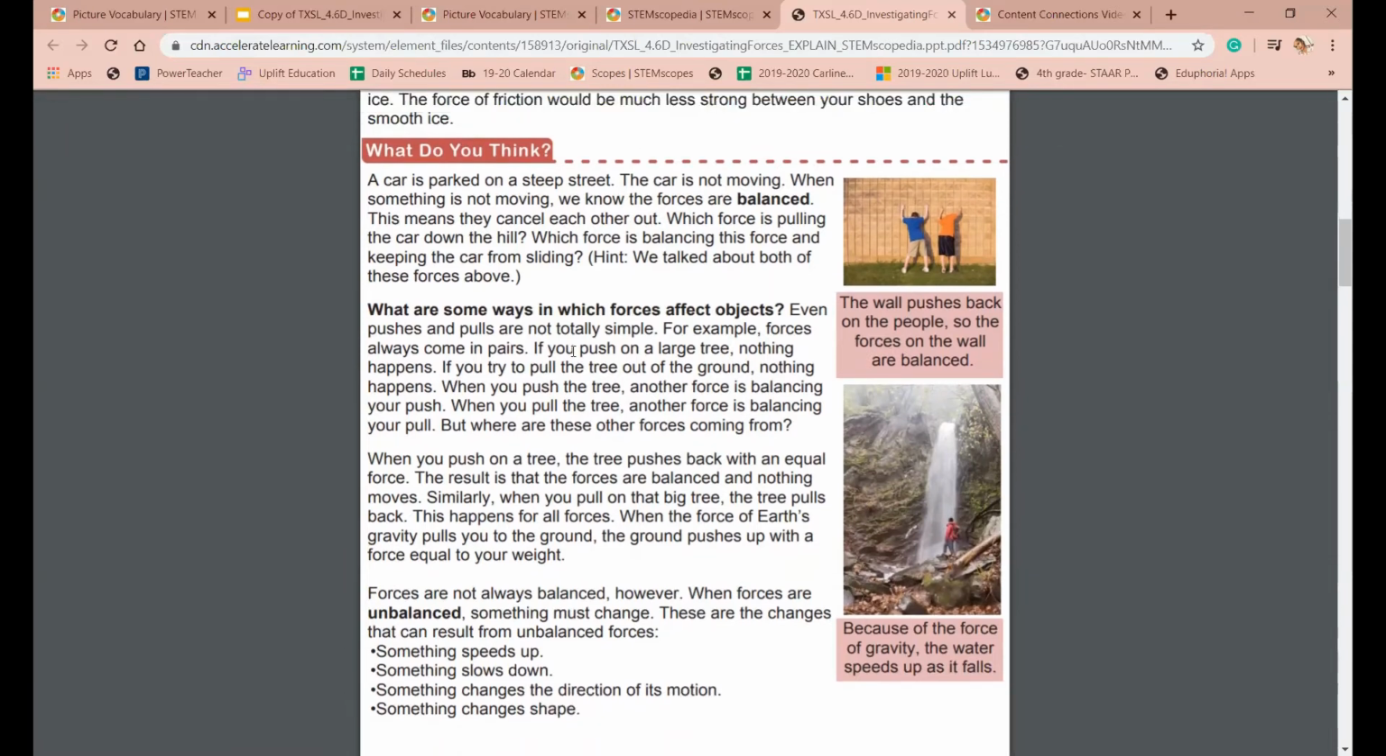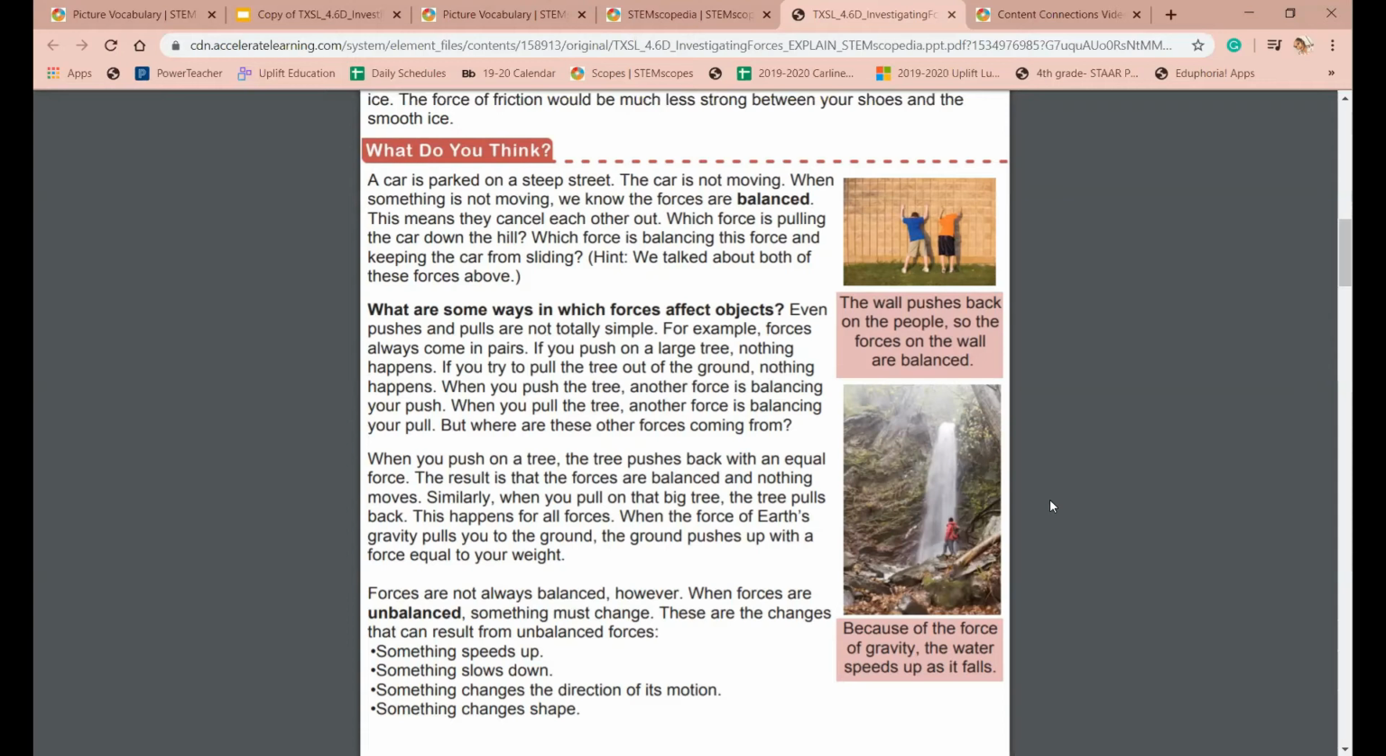So what are some ways in which forces affect objects? Even pushes and pulls are not totally simple. For example, forces always come in pairs. If you push on a large tree, nothing happens. If you try to pull the tree out of the ground, nothing happens. When you push the tree, another force is balancing your push. When you pull the tree, another force is balancing your pull.